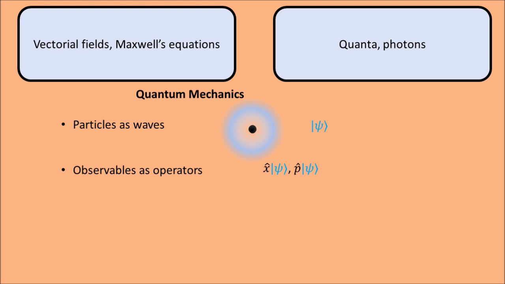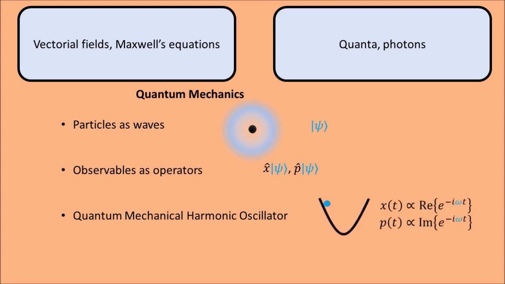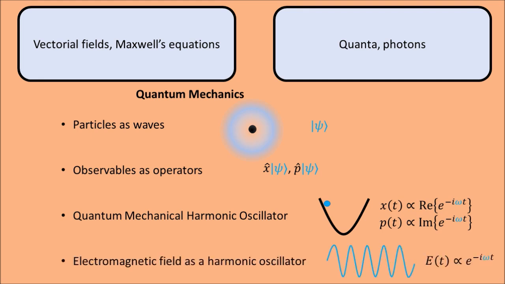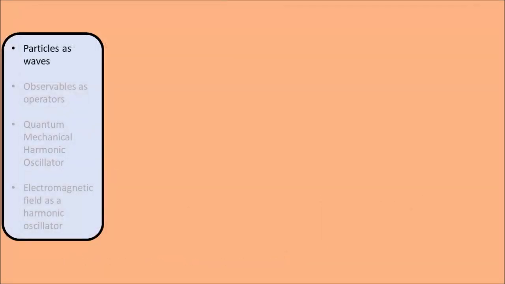Once we know how to describe the behavior of a particle using quantum mechanical theory, we will study a particle in a particular system, namely the harmonic oscillator. In a classical harmonic oscillator, the particle would oscillate the same way an electric field in an electromagnetic wave would oscillate. So once we know how to treat the harmonic oscillator quantum mechanically, we'll be able to quantize the electromagnetic field.